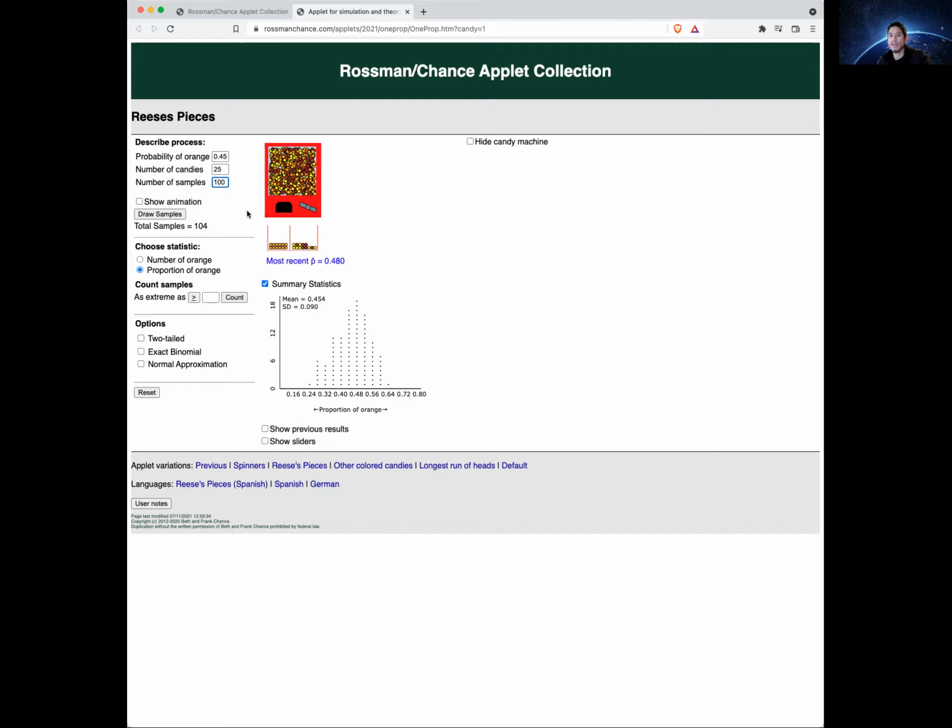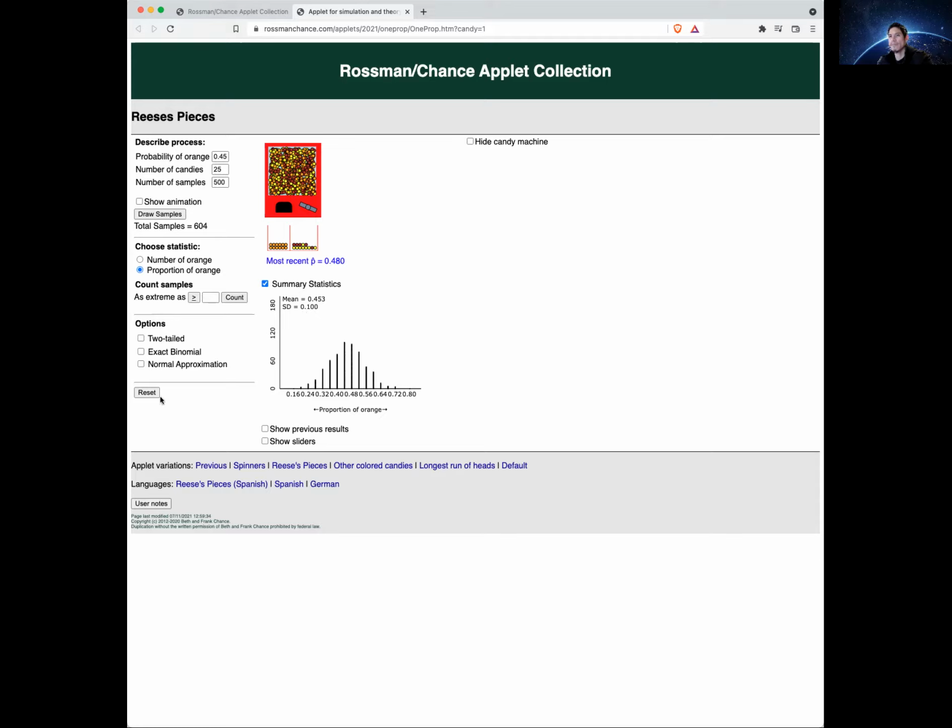Now let's do 500. Wow, that looks pretty solid. Pretty normally distributed, pretty much centered at 0.45, and standard deviation 0.1.